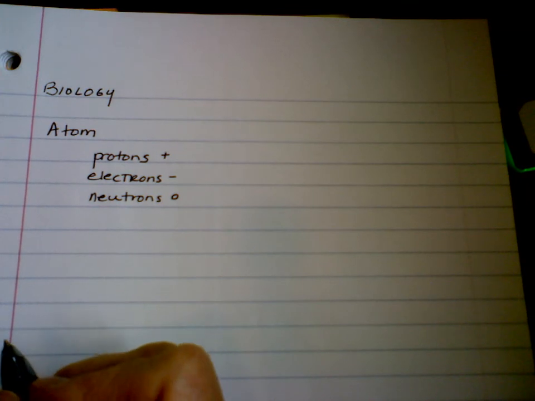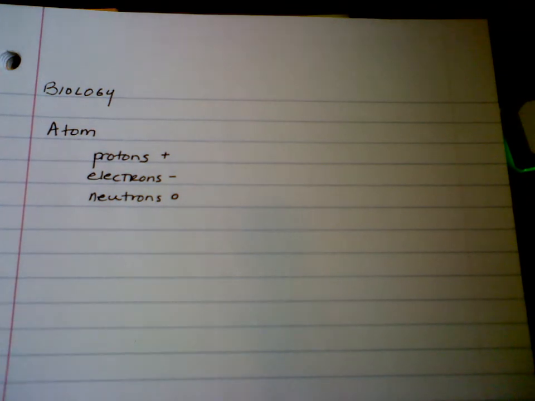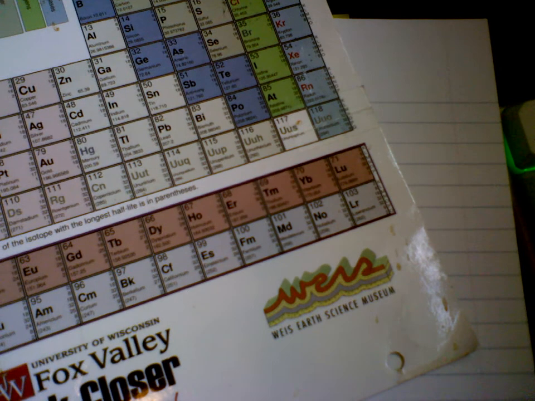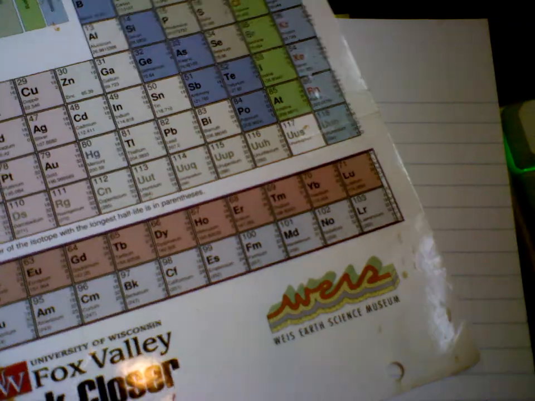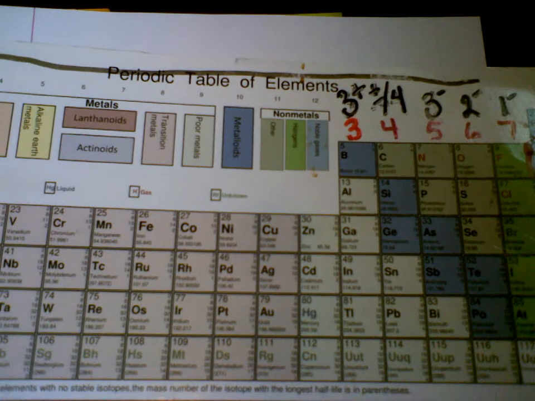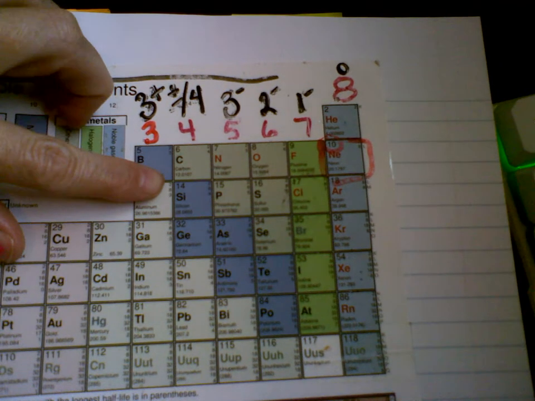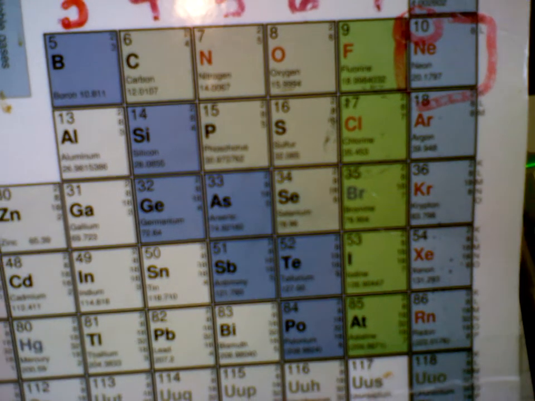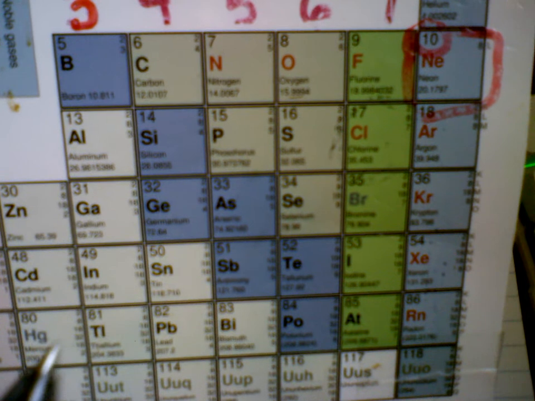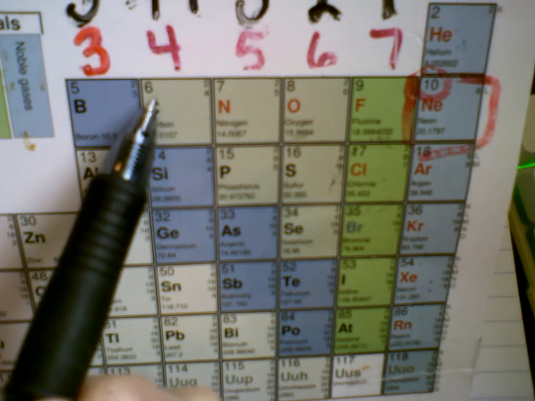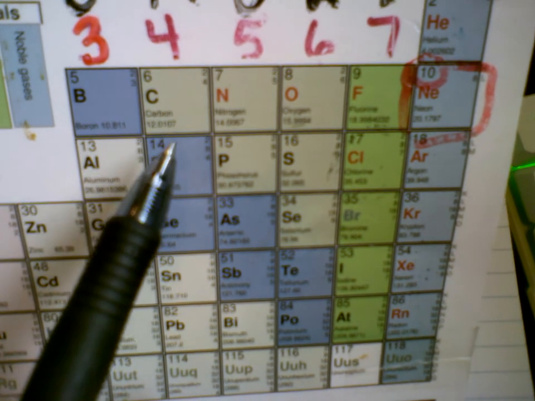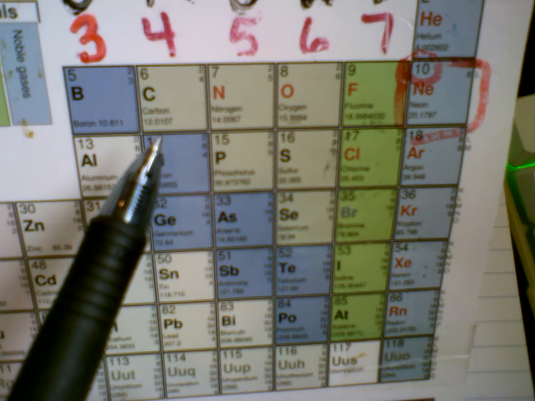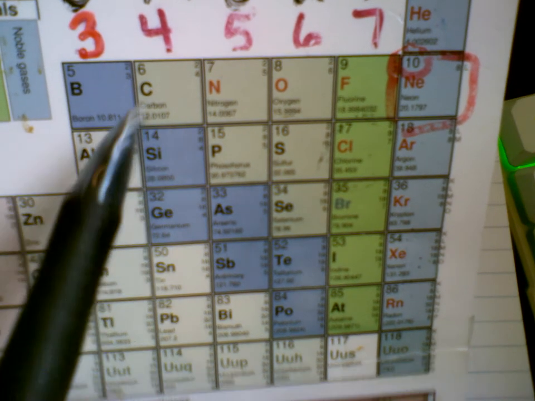When you look at the periodic table of the elements, I'm going to put a periodic table out here for you guys to look at. On the periodic table, you have numbers, and I don't know how well you can see it because this isn't the best camera in the world, but you'll see at the top of carbon, for example, there's a 6. At the bottom, there's a 12.0107. So those numbers indicate something special about carbon.